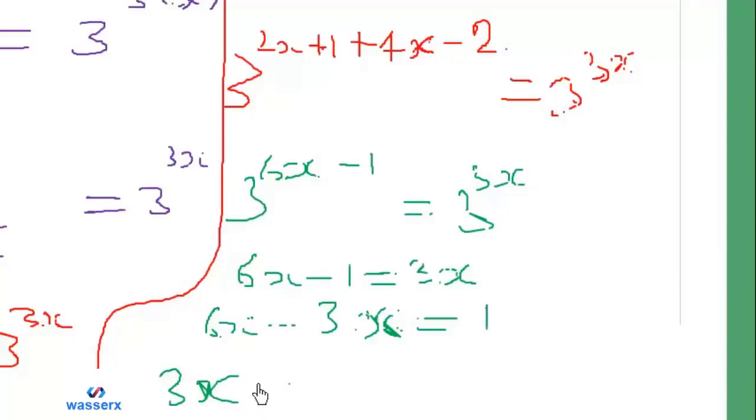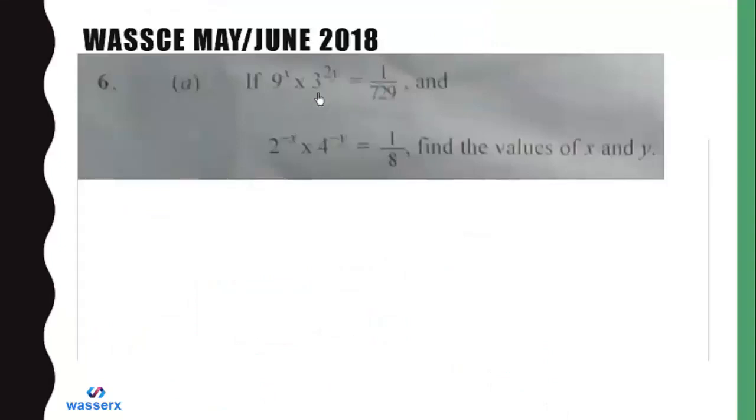3x is equal to 1. So dividing both sides by 3, we get x to be equal to 1 over 3. So we have this.